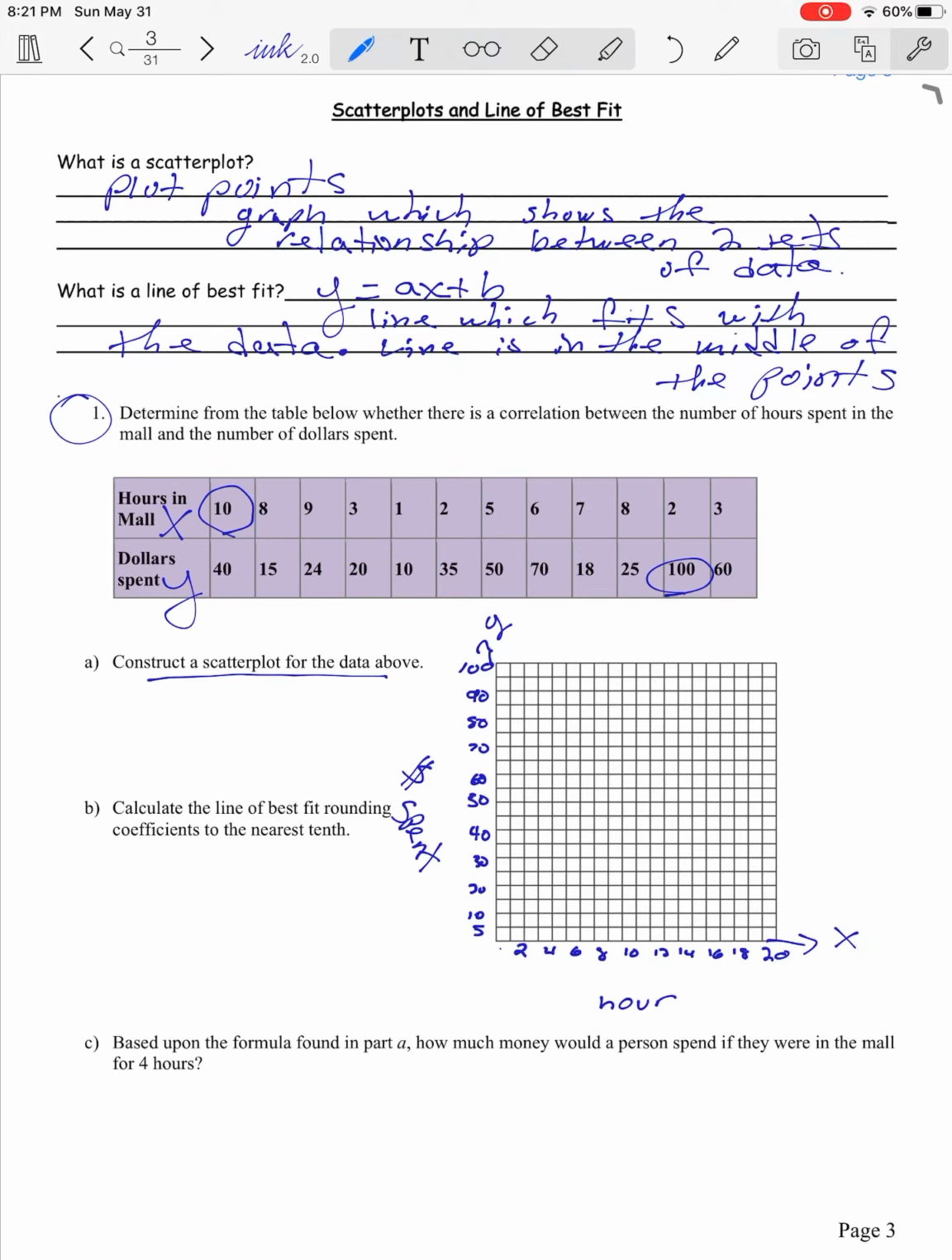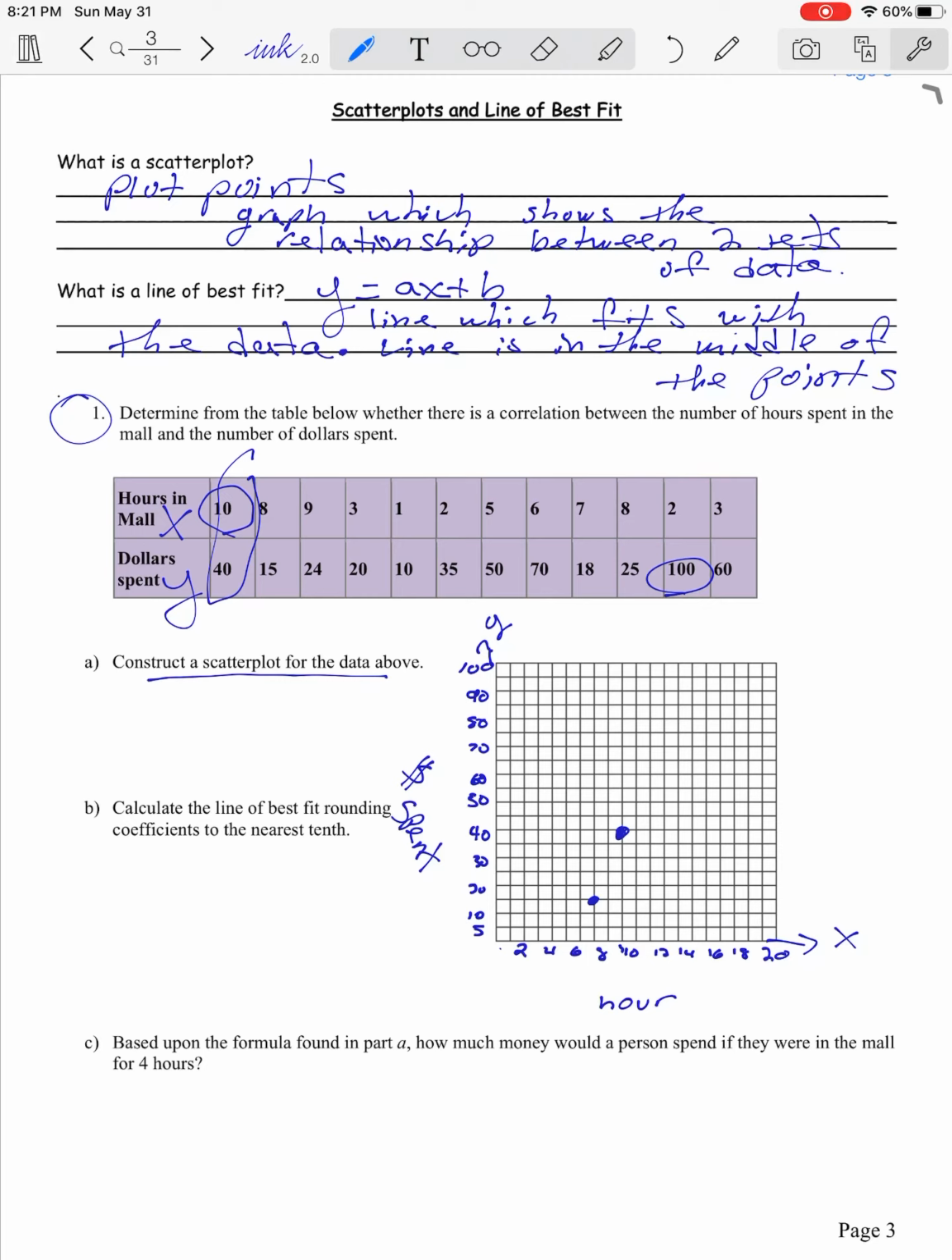So now all I do is plot my points. My first point, here it is, is 10, 40. So I go to 10, and then I go up to 40, go across, and plot that point. Then I'm going to do 8, 15. Why don't you guys pause the video right now and plot these points as I plot them. Plot them, and then you can come back and see how I plotted them.